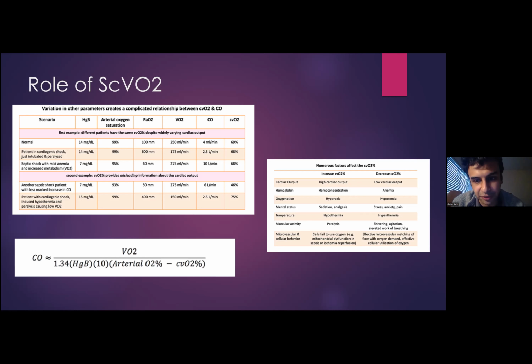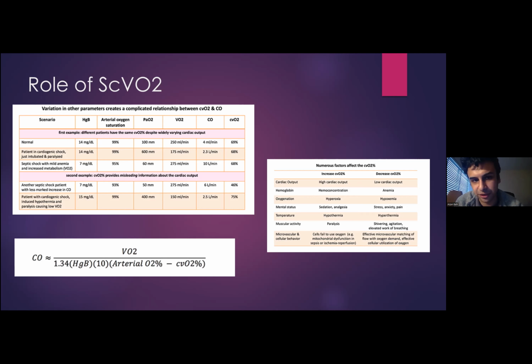So the best way to use it is to titrate an inotrope, titrate a pressor, and then check the mixed venous 30 minutes later. Your blood count should be the same, your oxygen consumption should be the same, your temperature should be the same, sedation should be the same. Hopefully that can tell you whether you got increased cardiac output or not.